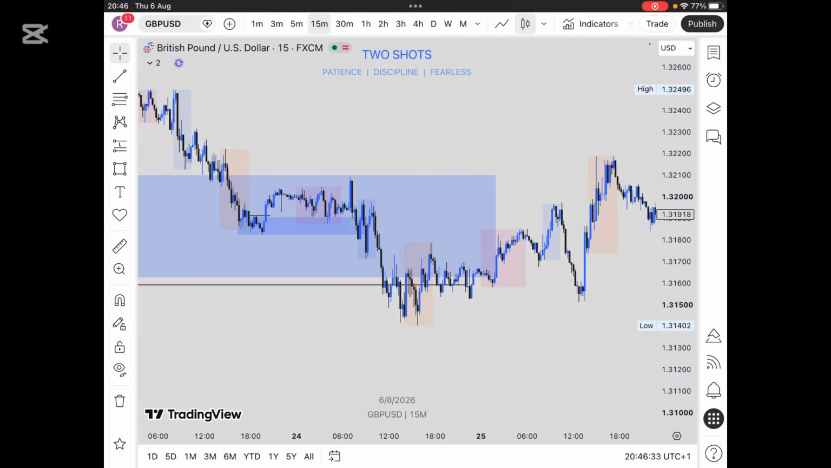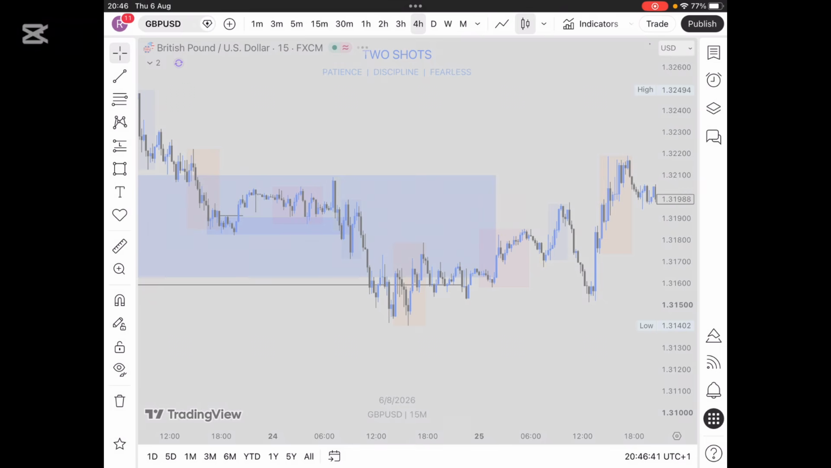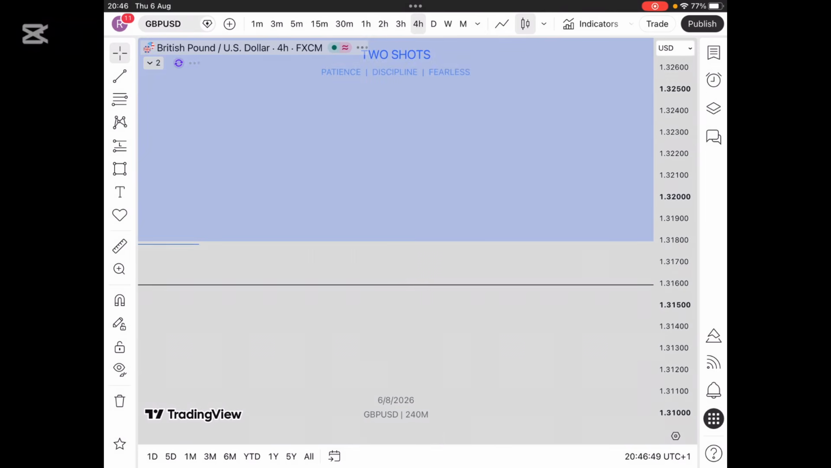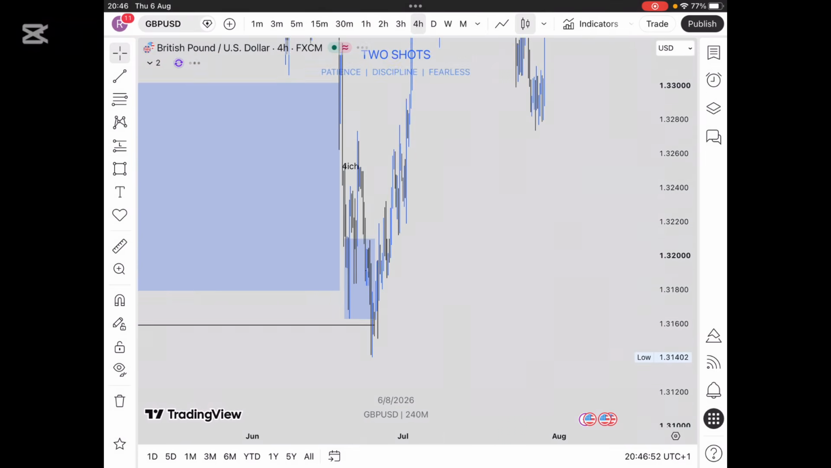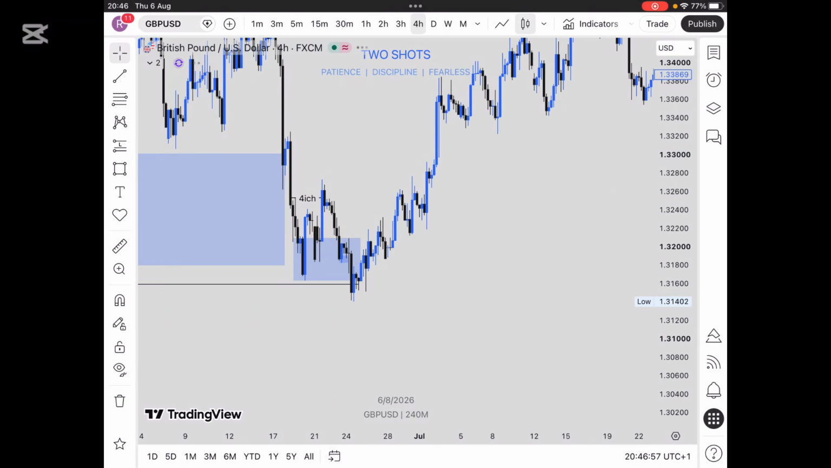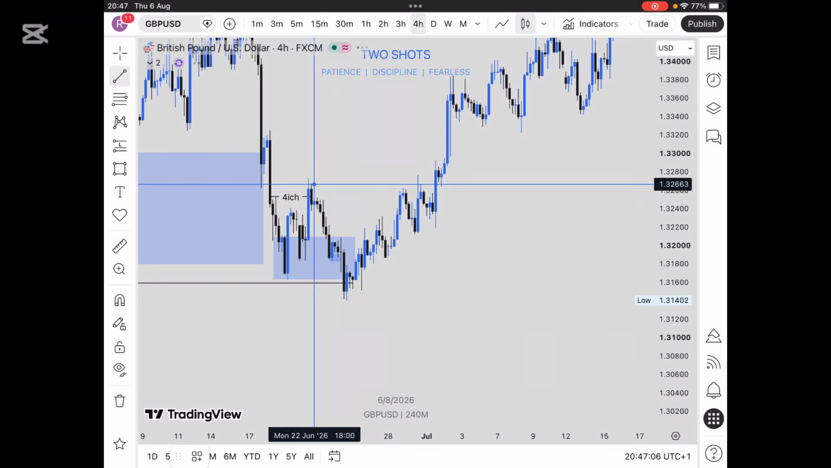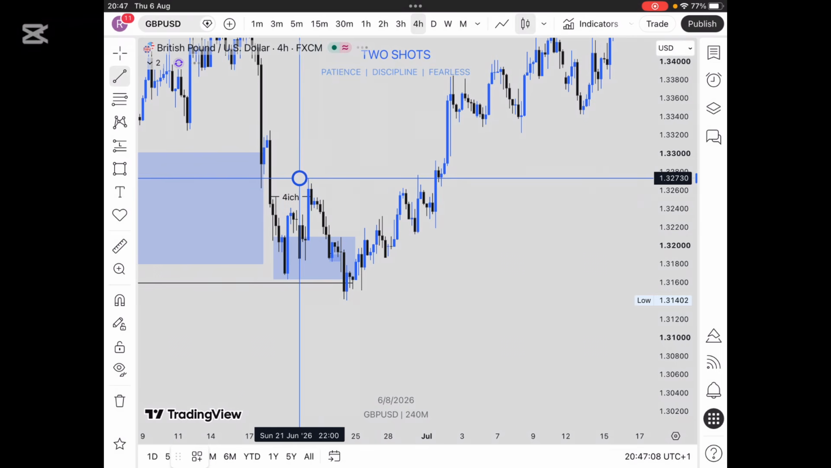So that was it. Price ran our 4-hour key level. So that now takes us back to the 4-hour, because our 4-hour key level has been broken. We need to get more confirmation from the 4-hour before we can decide to come down to the 15 minutes again. So here we are on the 4-hour. Price came down and ran our low. So we'll now be looking at this high to get out before we can consider taking the trade again.